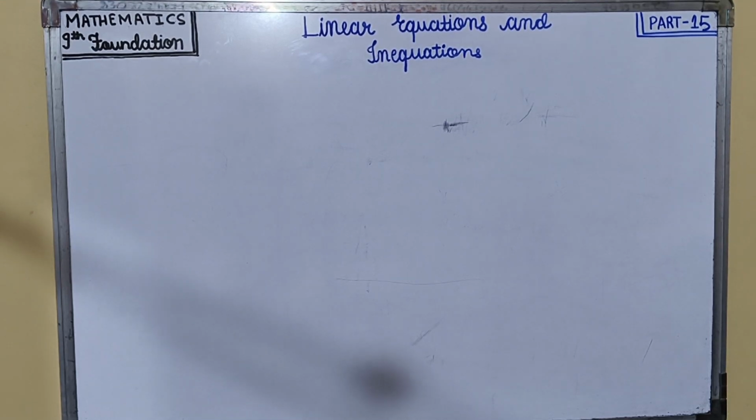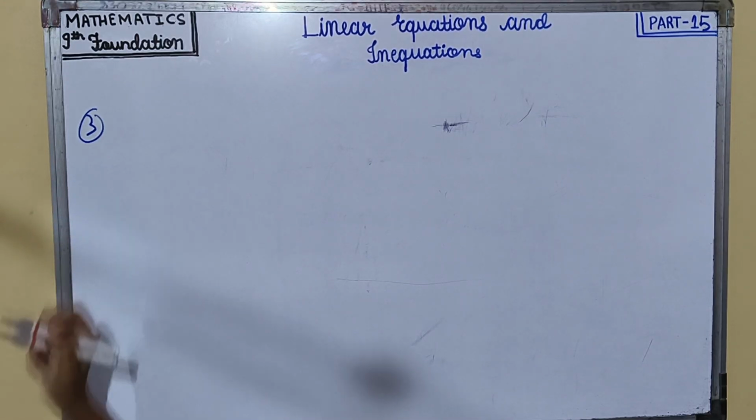Today we are going to learn class 9 foundation subject mathematics, chapter linear equations and inequations. This is part 15. We will learn the examples of the linear equations in two variables, their word problems. In part 14 also we have solved some questions. Today also we will continue with the third question.